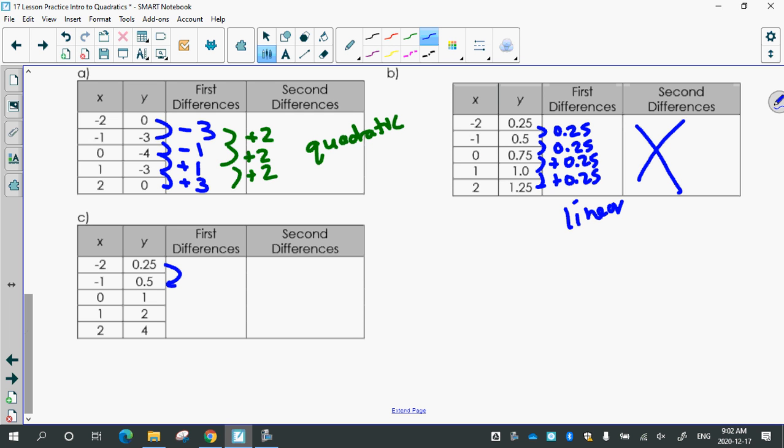Next one, we're going up 0.25, then up 0.5, then up 1, then up 2. So definitely first differences aren't the same. Second differences, we're going up 0.25. Next one is up 0.5. So already we know the second differences aren't the same either. So this one's neither. Okay, so it's not linear or quadratic.